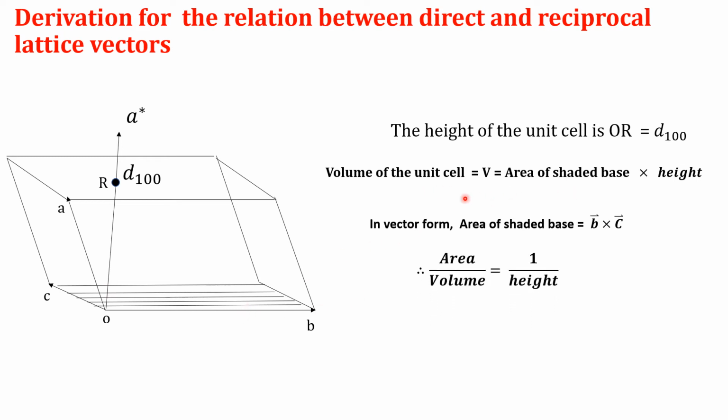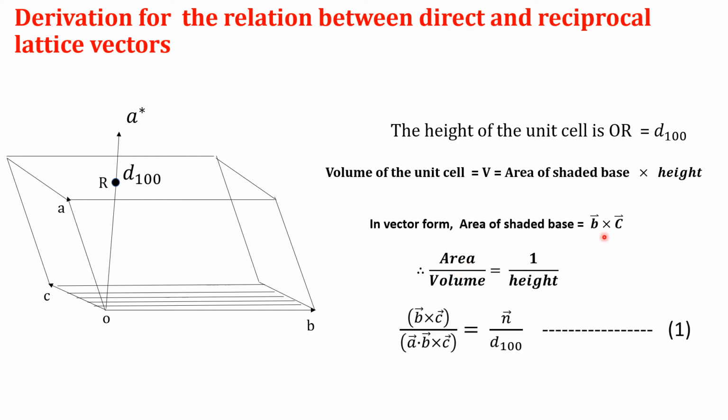Using that relation, volume of the unit cell equals area of shaded base times height, we simplified it in that form: area divided by volume. Take this volume on that side and separate one by height term. We get the next equation. We write this relation in the vector form.